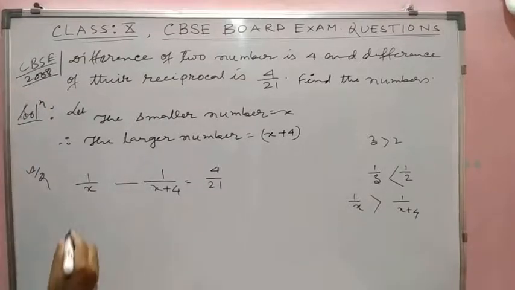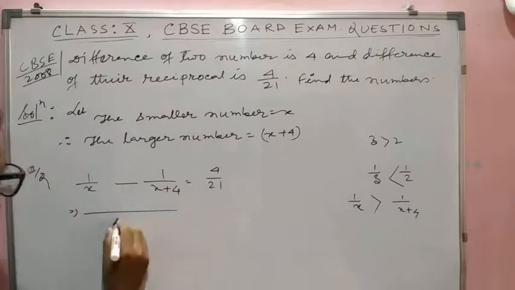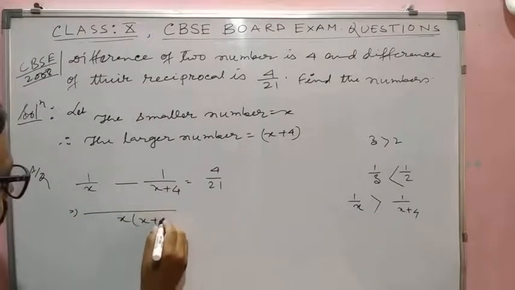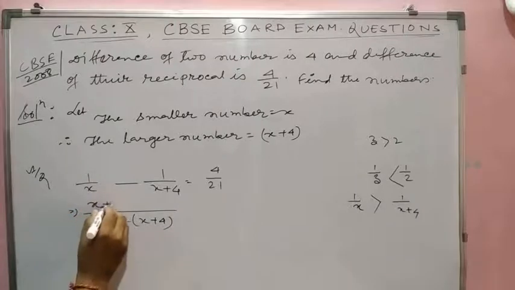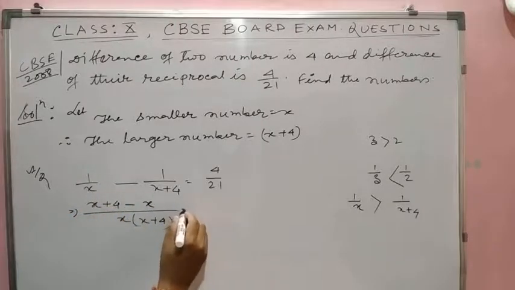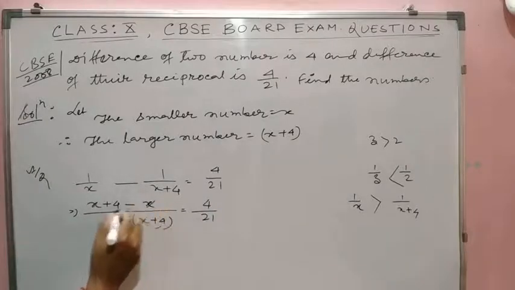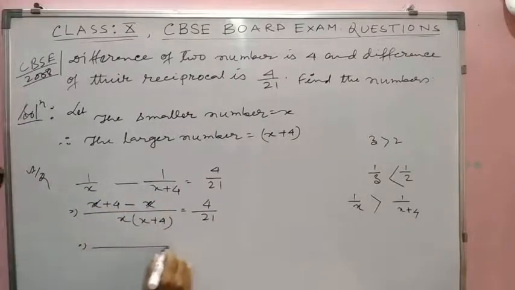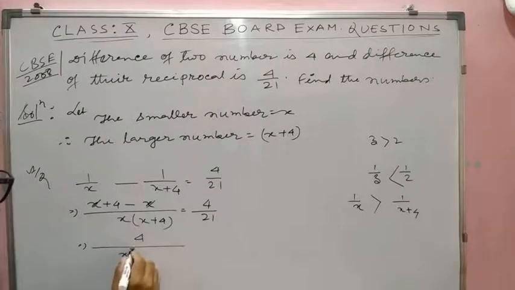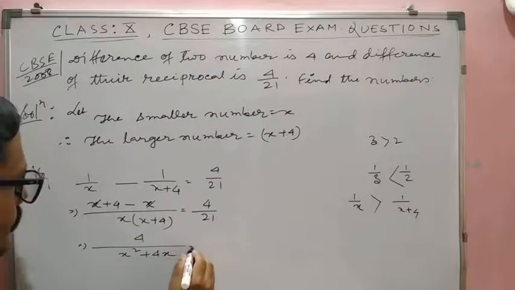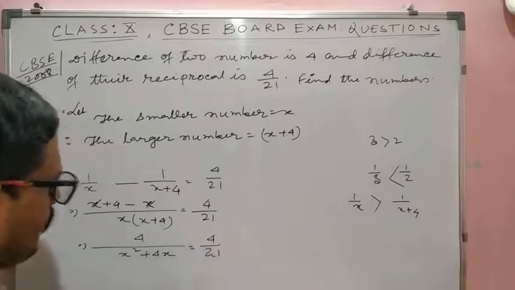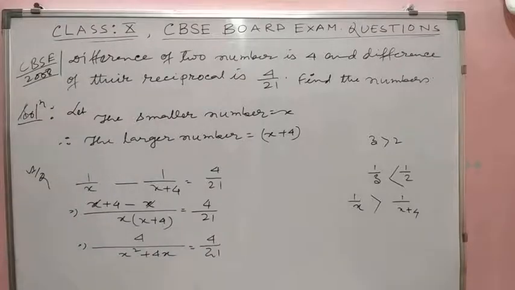Now let us take the LCM. LCM will be x into x plus 4. So similarly we get x plus 4 minus x over that, equal to 4 by 21. Now x cancels, so we get 4 in the numerator and x square plus 4x in the denominator, equal to 4 by 21.